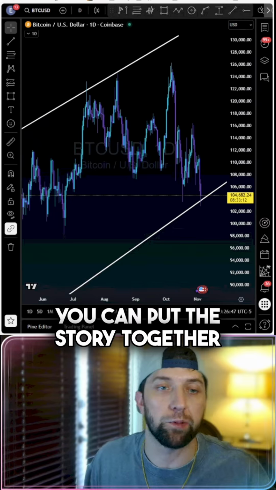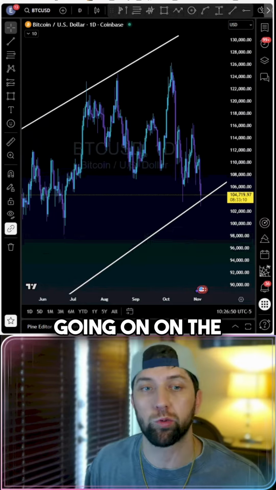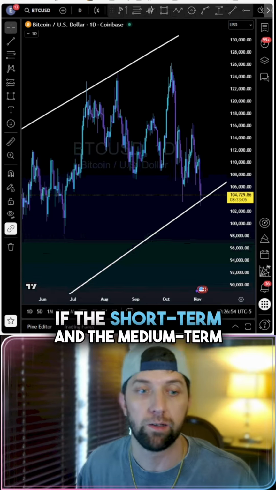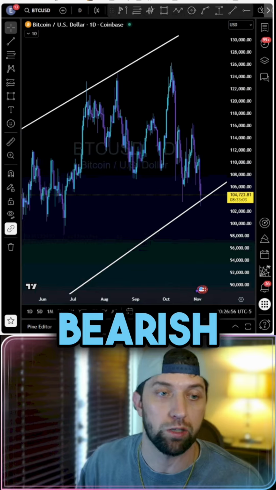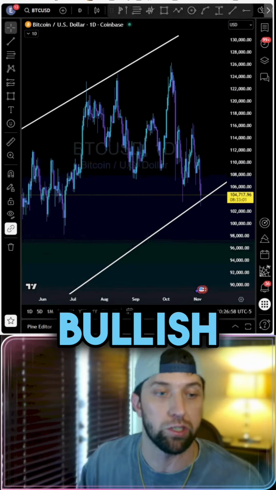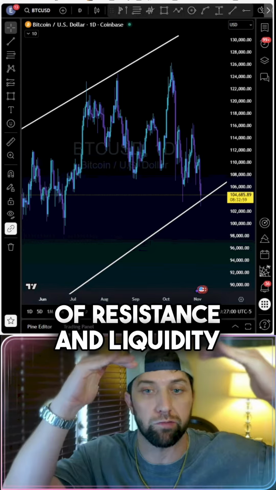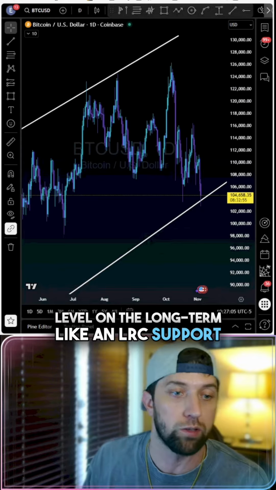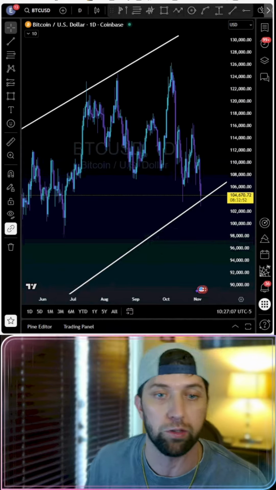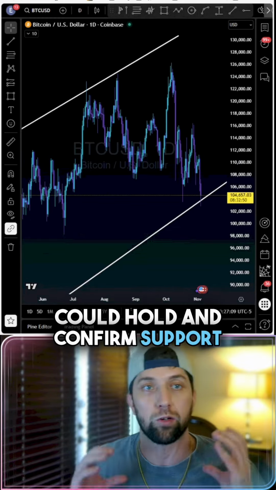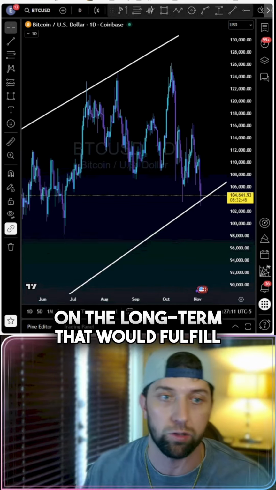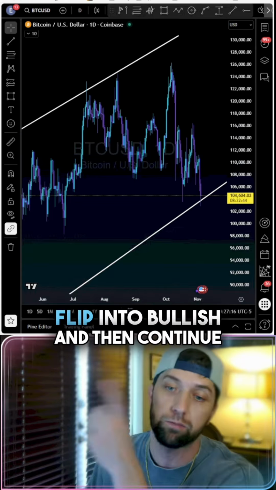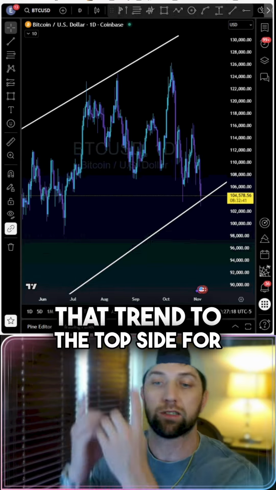Now with that, you can put the story together and figure out, based on what's going on the short term, medium term, and long term, what could be happening next with price action. If the short term and the medium term are looking bearish, but the long term is looking bullish, then what I'd be looking for is 2 levels of resistance and liquidity sweeps on the short and medium term, and then some sort of support level on the long term, like an LRC support or a major SR flip point that could hold and confirm support on the long term, that would fulfill the short term weakness of bearish trend, allow that to flip into bullish, and then continue that trend to the top side for the long term.